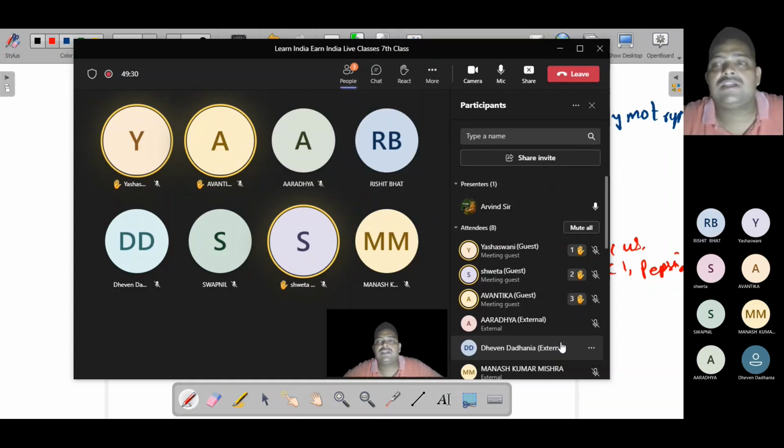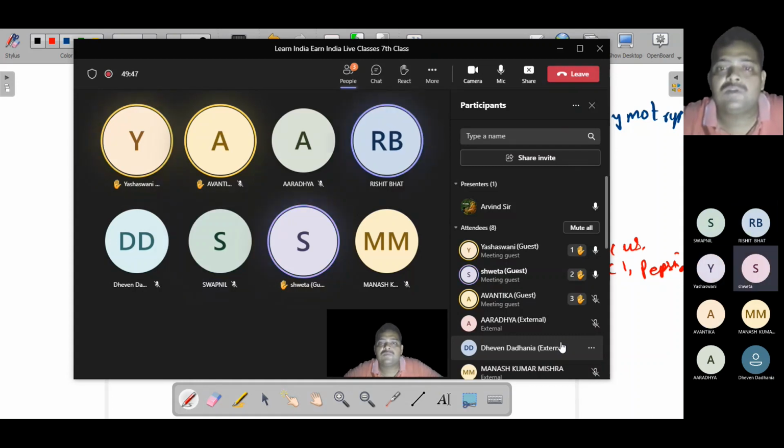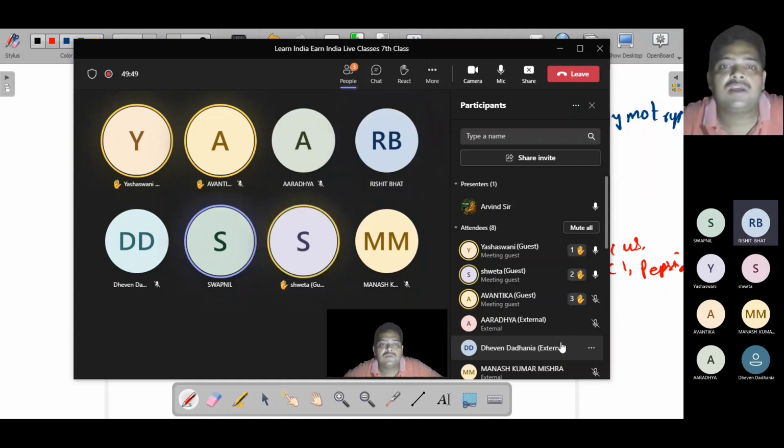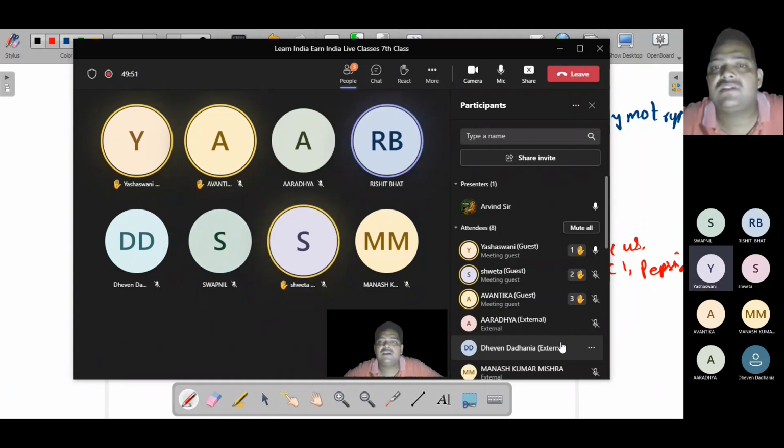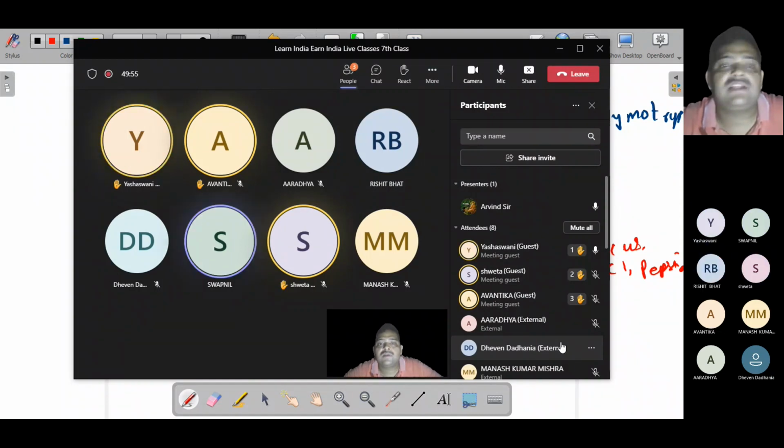Okay, so your question is which nutrient is digested by the bile juice of the liver? Okay, Rishit. Sir, can I tell? I'll be sharing the screen again. Okay, Avantika? Sir, fats.